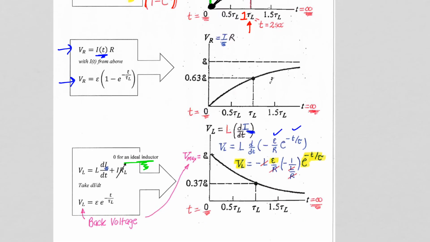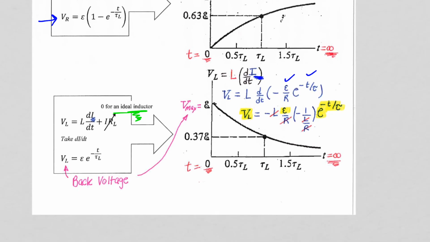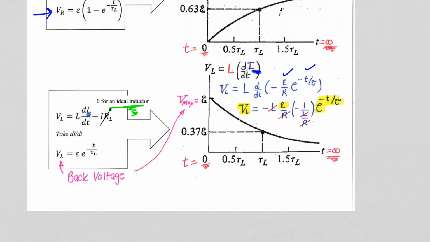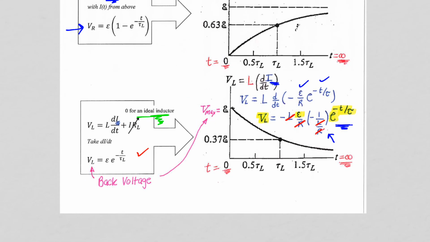So when we take the derivative of e to the u, it is e to the u du. So here is our e to the u, this is our du, right? Minus 1 on tau. Tau is L on R, so as you see here, we lose the L, we lose the R, and we get our expression down here for the voltage across the inductor. And again, that matches what we know is occurring based on our endpoint analysis.